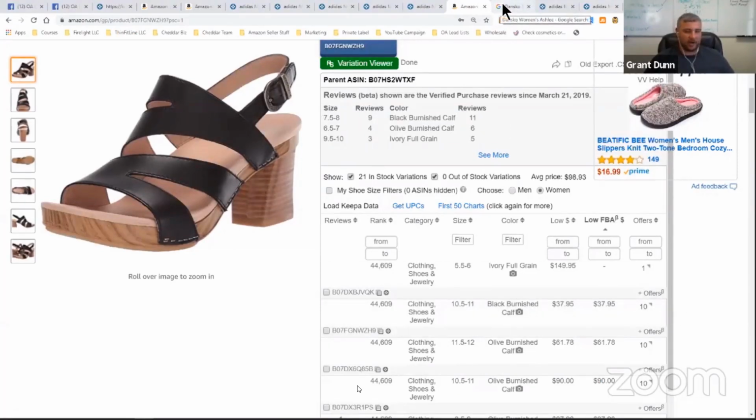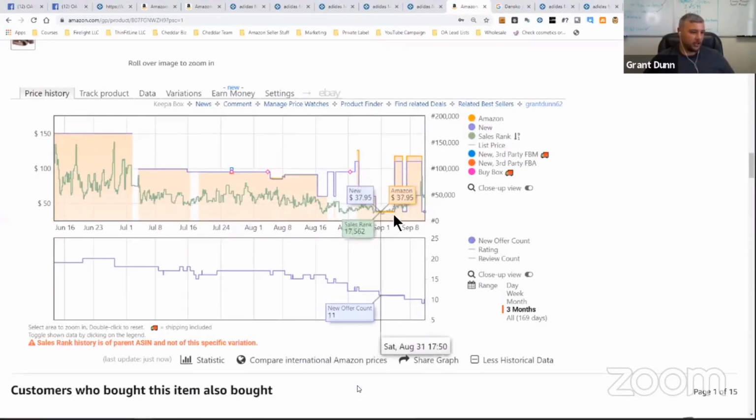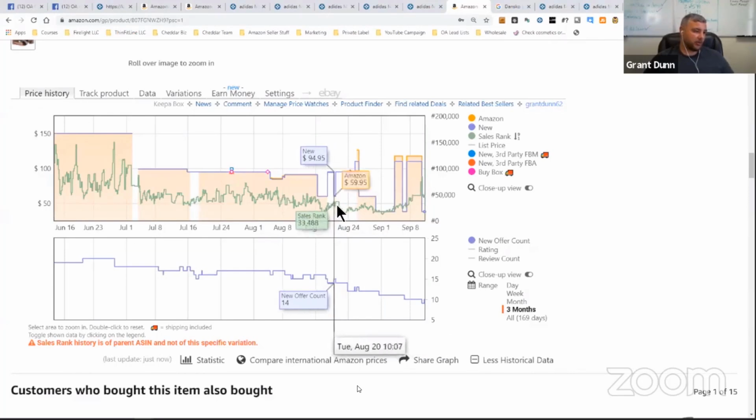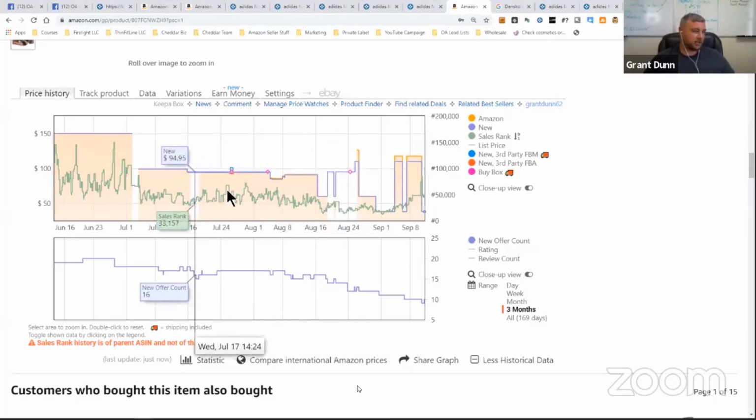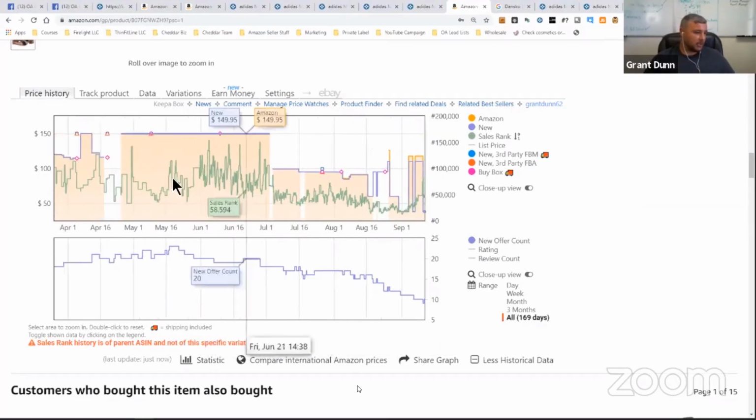So I'm just doing some comparative analysis like we talked about. The question I'm asking is, what is this shoe really worth? You can see Amazon's been spending some time at $37.95. Should I worry about that, or can I rely on this product selling for a higher price, closer to the $90 price point that you see in the past? And you can see it's even sold at a higher price, $150.